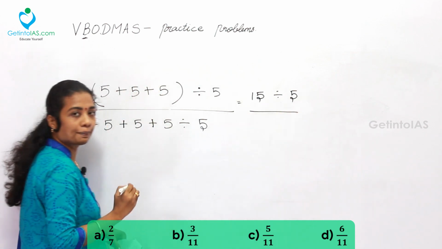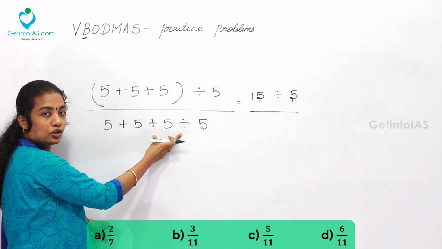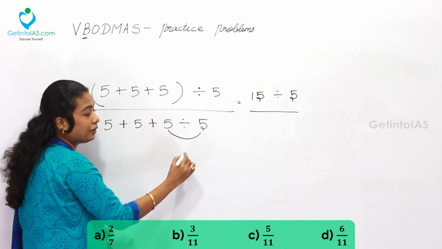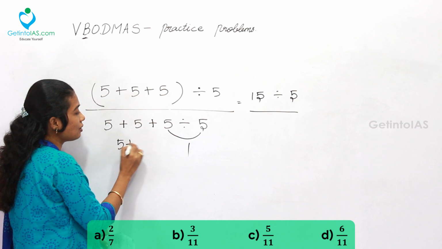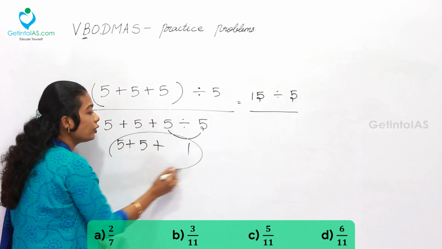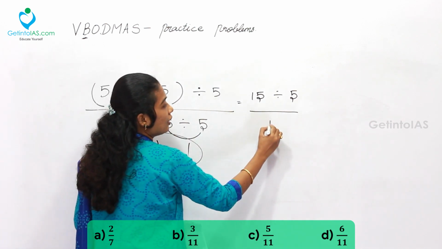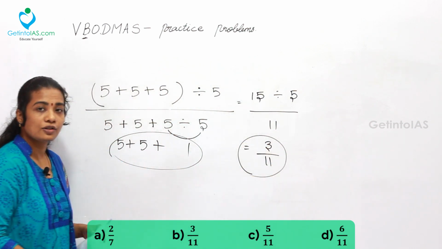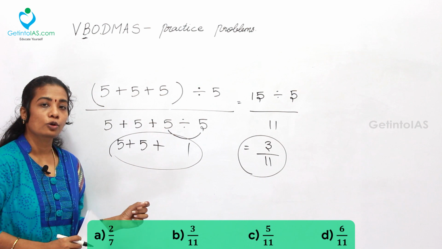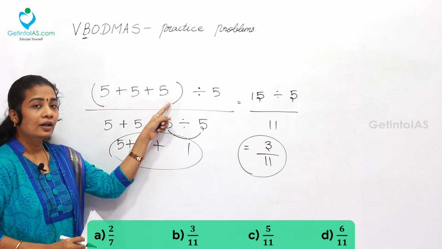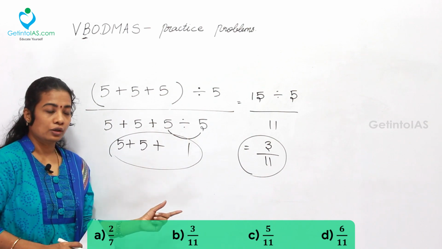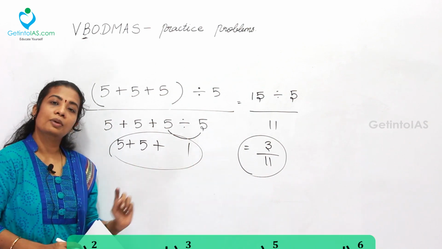In the denominator part, only addition and division. So first of all, you will have to solve this part. 5 divided by 5, 1. So 5 plus 5 plus 1, all together 11. So here 11, which is 3 by 11, and that is the answer. Here the main thing to be noted is, after the bracket, the calculation is different. So no bracket, the calculation is different. So here the final answer is 3 by 11.